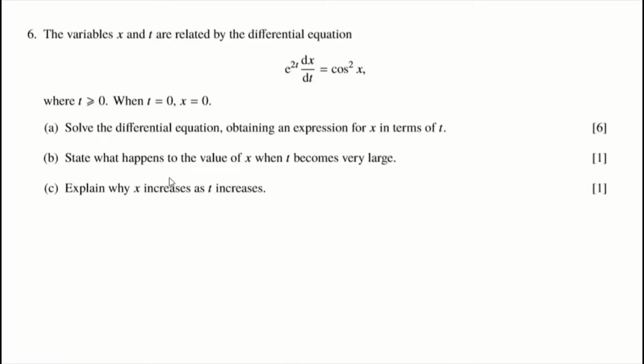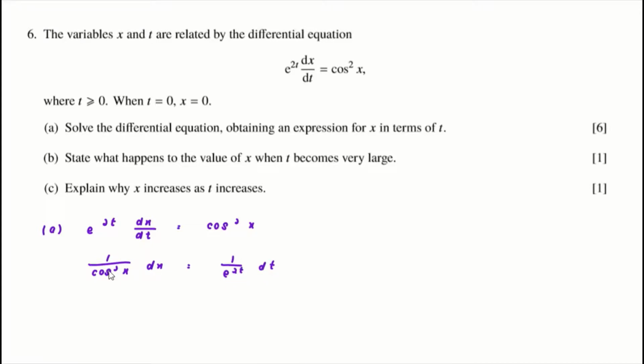So for A, the question wants us to solve the differential equation. The first thing that we need to do is rearrange the whole thing. So let's copy the question first. Okay, let's try rearranging. We move all the x terms to one side, and the t terms to the other side. So here what we have is 1 over cos square x dx equal to 1 over e to the 2t dt.